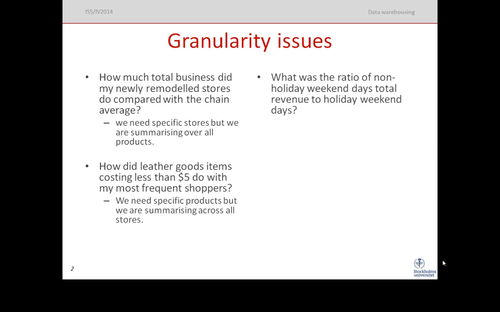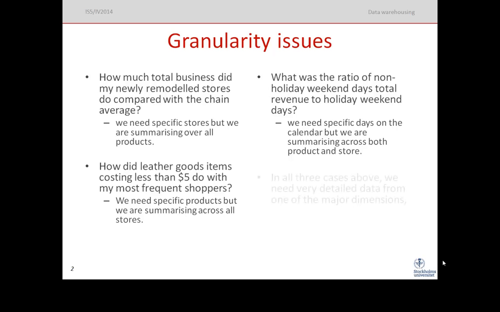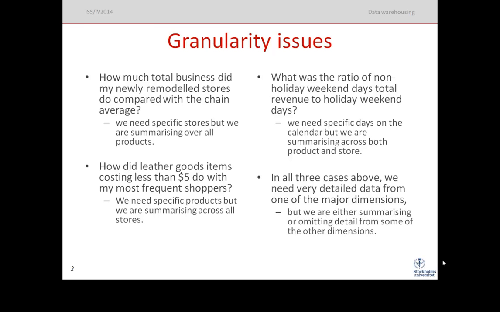A third query. Think about what it does to our store and product level of detail. What was the ratio of non-holiday weekend days total revenue to holiday weekend days? What does that mean for the grain of stores and products? Well, we need specific days on the calendar, but we're summarizing across both product and store. In all three cases above, we need very detailed data from one of the major dimensions, but we are either summarizing or omitting detail from some of the other dimensions.